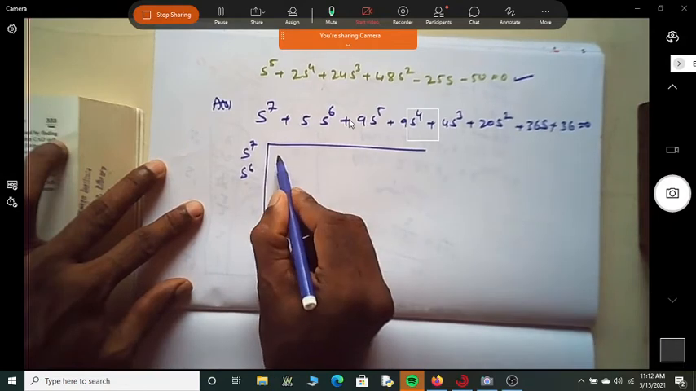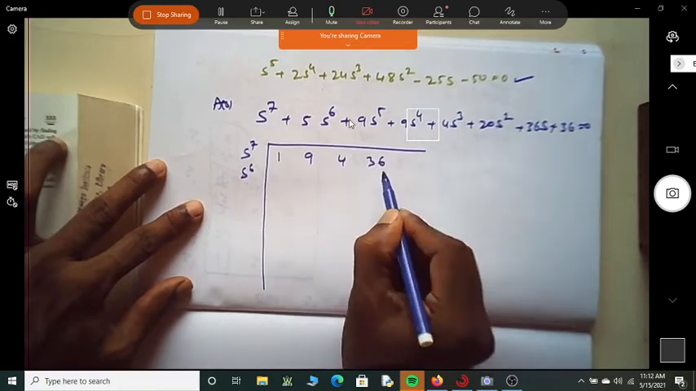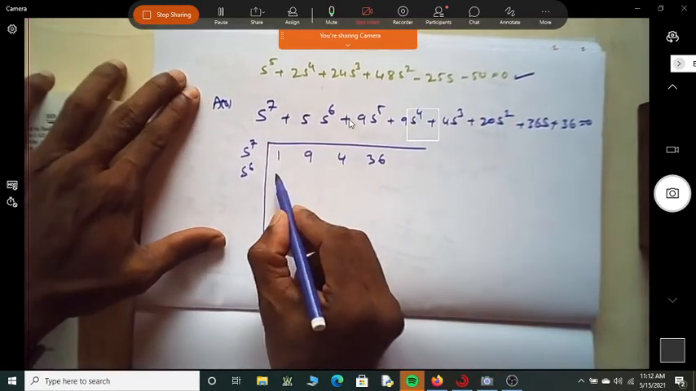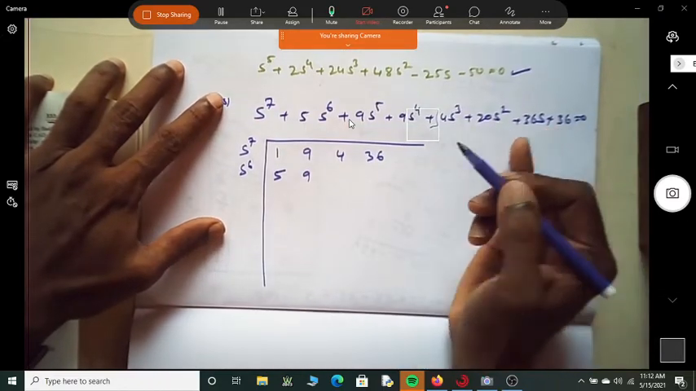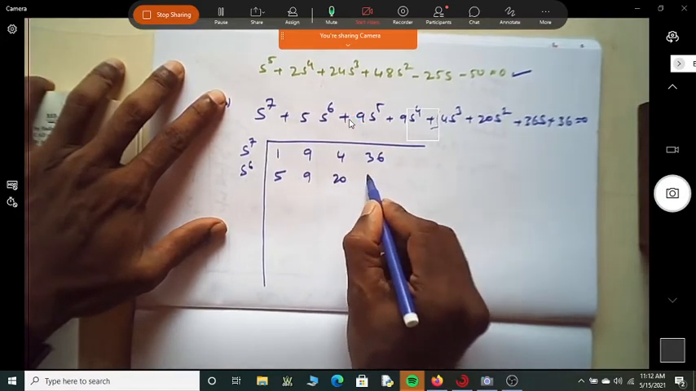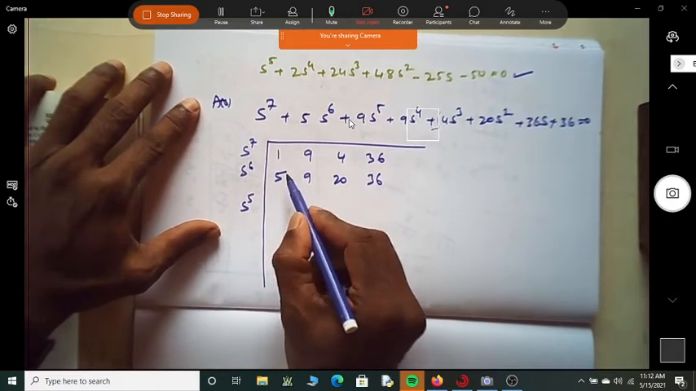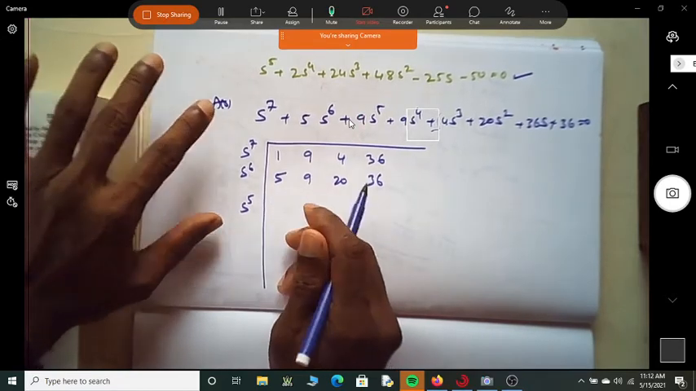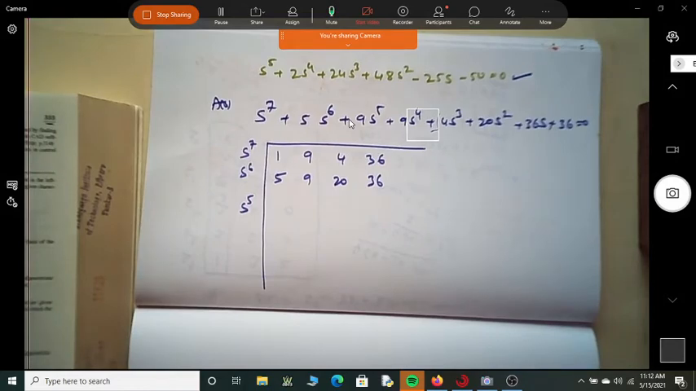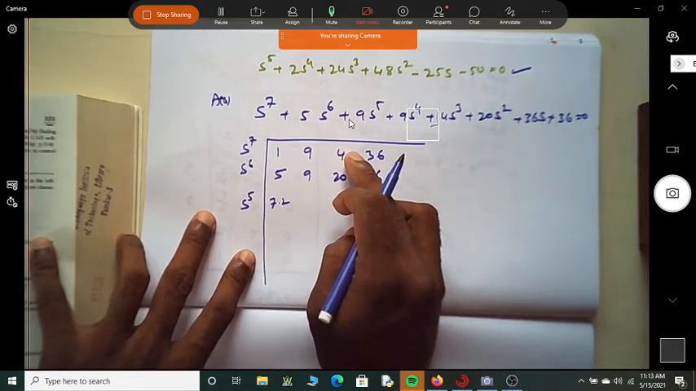Yes, for s power 6. So shall I write this? This is 1, 9, 4, 36. Am I correct? Then it is 5, 9, 5, 9, and then 20, 36. Am I correct? Just help me to get this. What is 5 into 9 minus, I think it is 4 into 9 is 36 by 5. Give me the direct value, one of you. Okay, this is 7.2. And then this is 9 into 4, 20, 20.